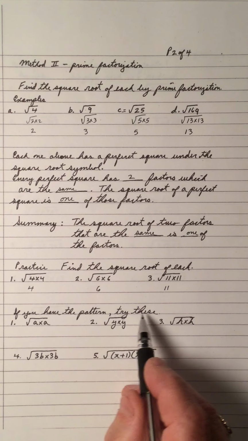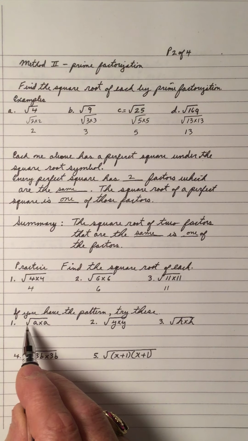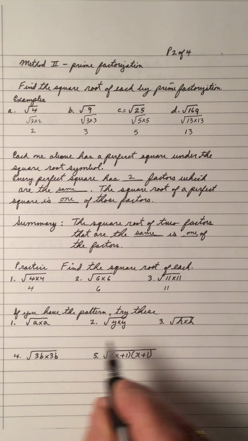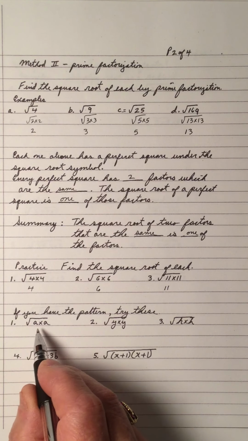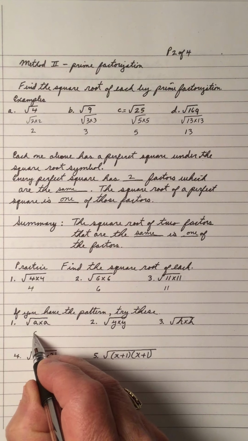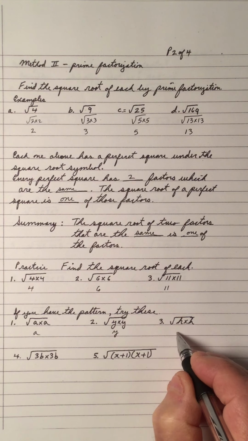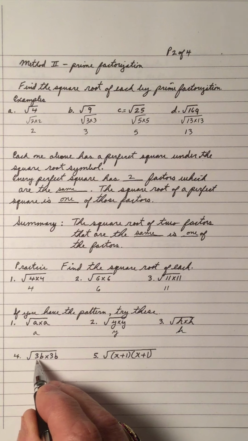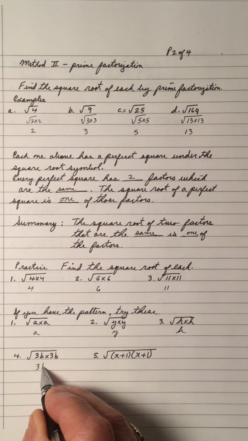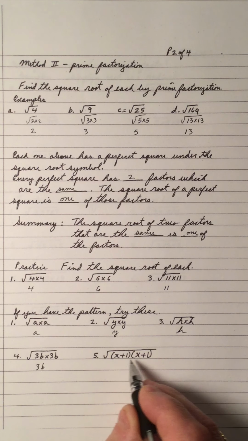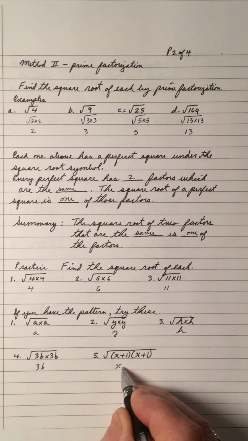If you have the pattern, try these. So pause the video and see if you can work these out. Press play when you get them done. We have 2 A's, we take 1. We have 2 Y's, we take 1. We have 2 H's, we take 1. We have 2 3B's, 3B, 3B, so we take 3B. We have x plus 1 twice, so we take one of them.